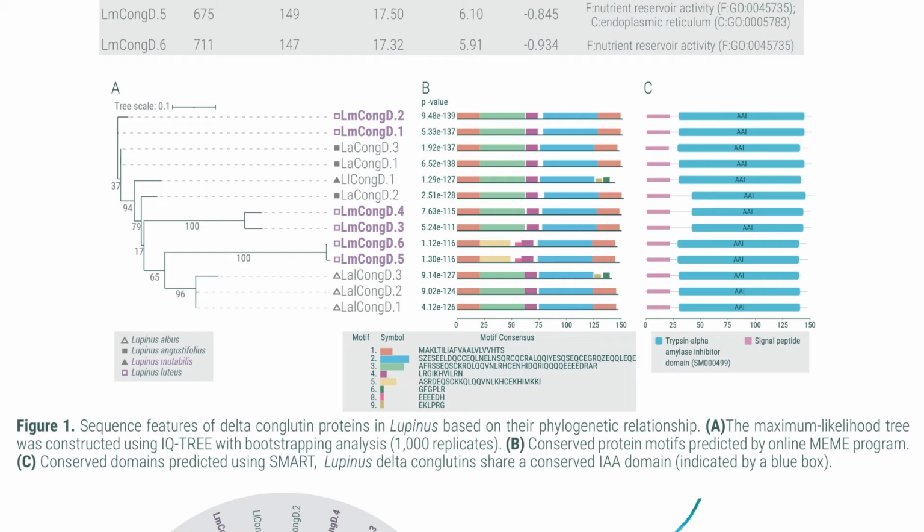We can observe the conglutin 5 and 6 from Lupinus mutabilis grouped separately and also show some differences in their conserved motifs. Lupinus delta conglutins share a conserved domain, which is a trypsin alpha-amylase inhibitor. Alpha-amylase enzymes are essential to degrade starch during seed germination, so the delta conglutin ability to inhibit it indicates a role in seed germination. Enzyme inhibitors have also shown an important function in pathogen defense.